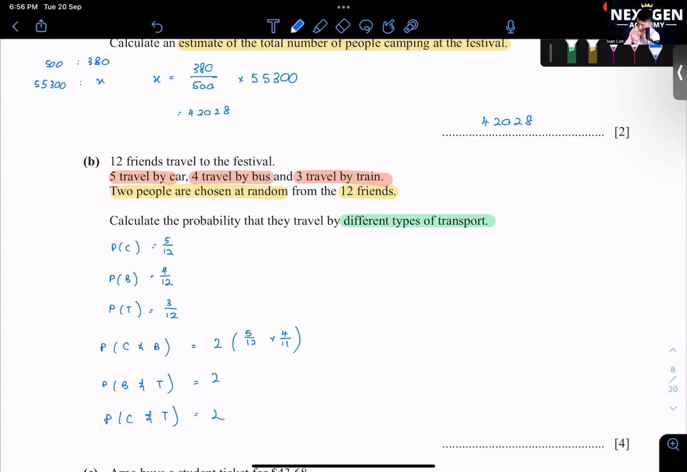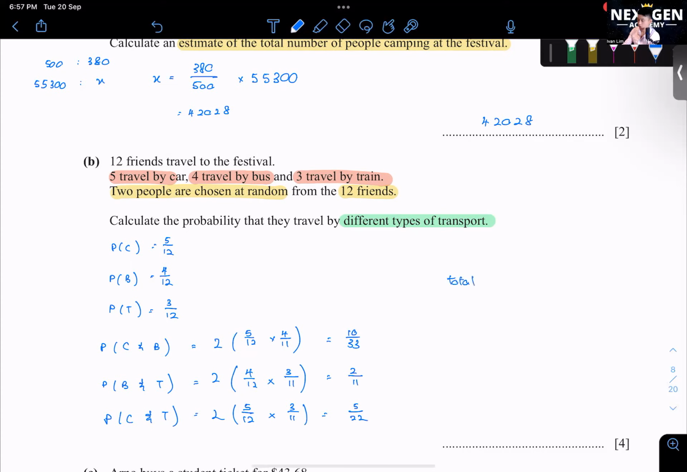This one, same thing also. Bus, initially I got 4 over 12, then times train 3 over 11, because I still got 11 persons to choose from. And then car, 5 over 12, and train, 3 over 11. Just type this in the calculator. You get 10 over 33, 2 over 11, and then 5 over 22.